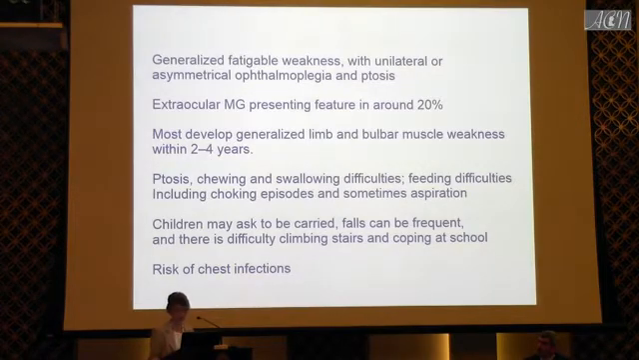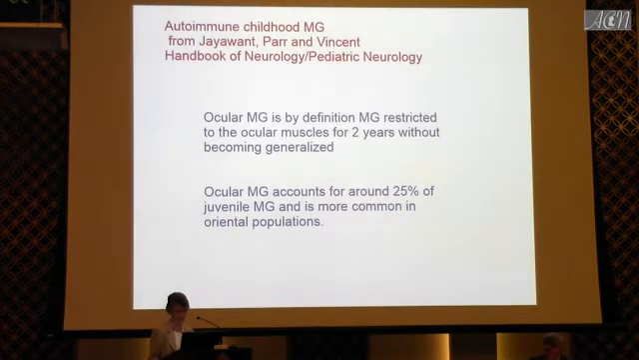And the children may ask to be carried, falls can be frequent, and there's difficulty climbing stairs, and therefore they have problems at school. And I think that's probably the feature which stands out in these patients, these children. And of course there's a risk of chest infections. So ocular myasthenia is about 25% of patients with myasthenia in childhood. It's obviously restricted to the ocular muscles, and it's probably much more common in oriental populations, as we and others have shown. And that's something which does raise the issue of ethnicity and the relationship with myasthenia.